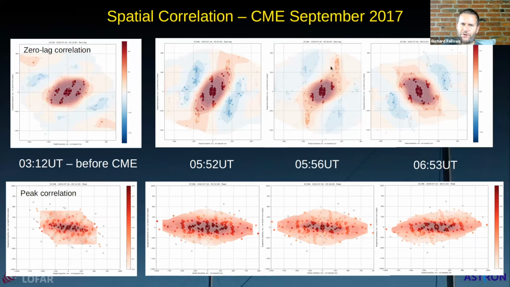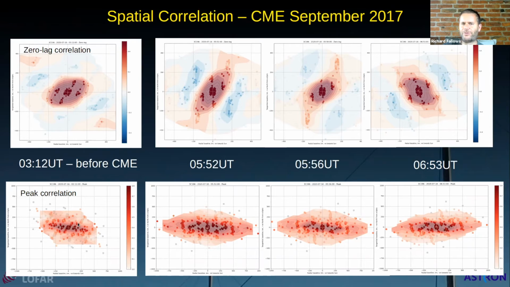Okay, so that's what's happening with the zero lag correlation. This pattern is basically the convolution of the spatial correlation of the density structure itself, combined with the spatial structure of the radio source that we're looking at. So that's what's particularly intriguing about that.